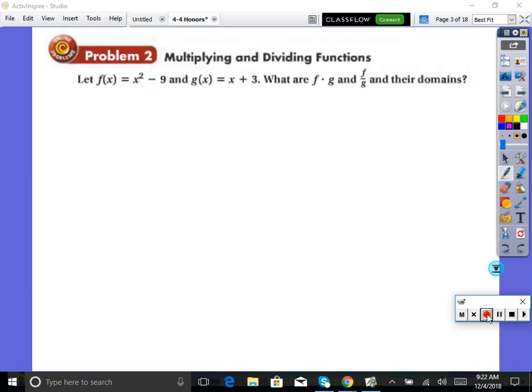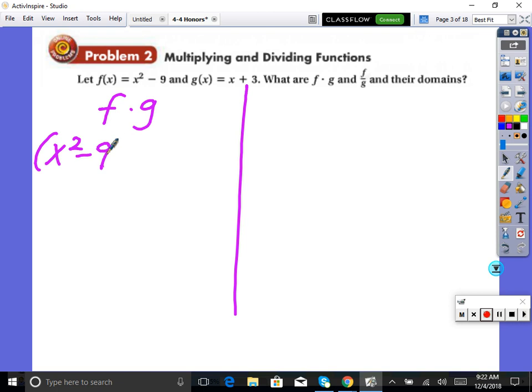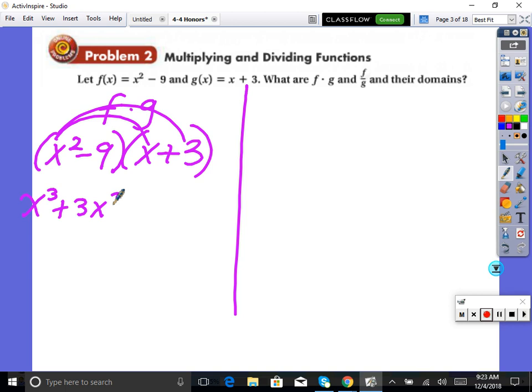Watching, once again, just watching probably this one. It says, what's f times g of x? We're going to need parentheses with multiplication. So we have x squared minus 9 times g of x, which is x plus 3. Now we can distribute that through. So that would be x cubed plus 3x squared minus 9x minus 27. Do you agree? From there, that's our answer. That is f times g of x. Right, everybody? So we're good there.